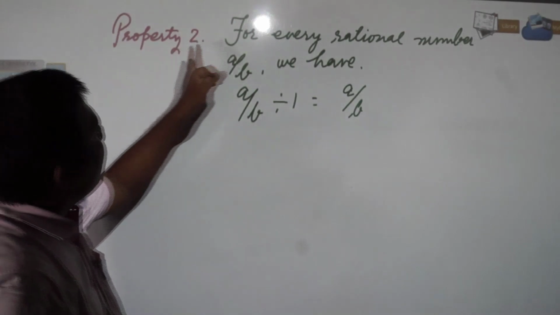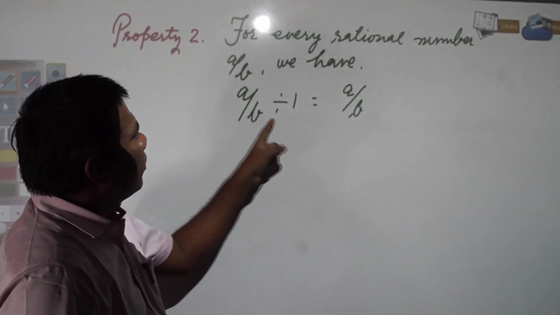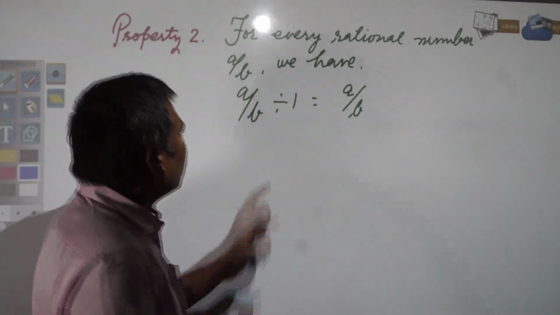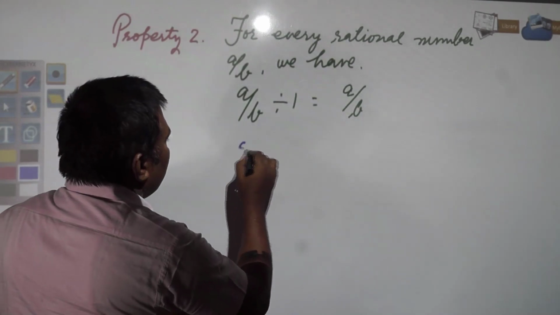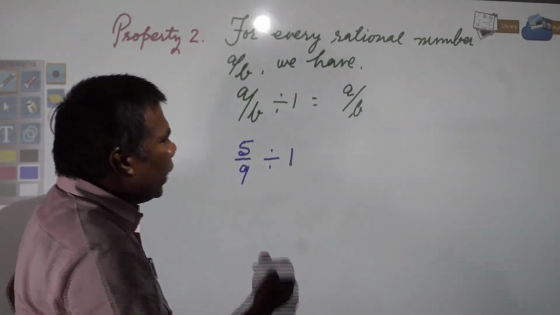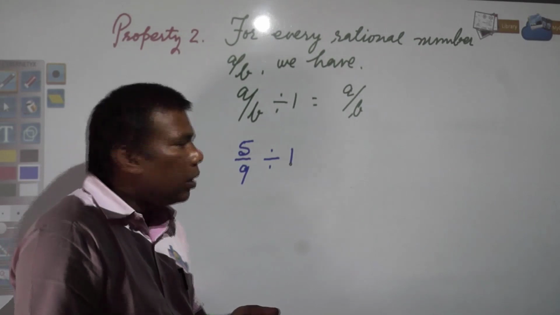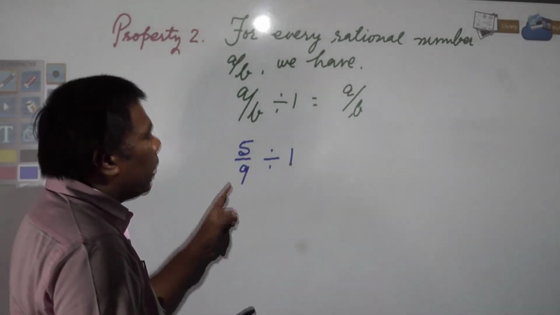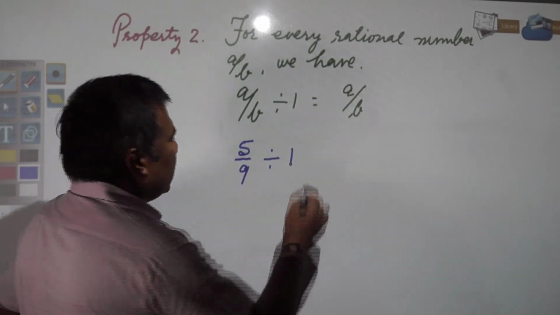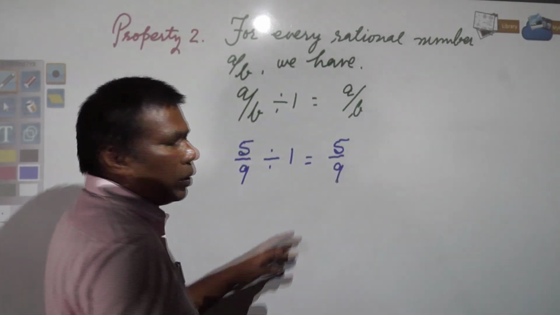Next you see, for every rational number a by b, we have a by b divided by 1 is equal to a by b. This you have already seen in multiplication also. If you have any rational number, suppose 5 by 9, and you are dividing by 1, then whether it is multiplied by 1 or divided by 1, the value of that number will not change. It will remain the same. So that will be 5 by 9. So easy it is.